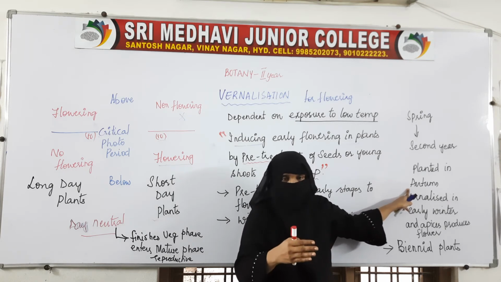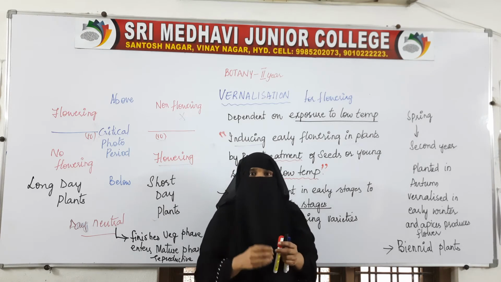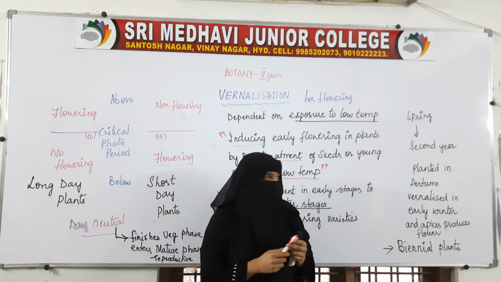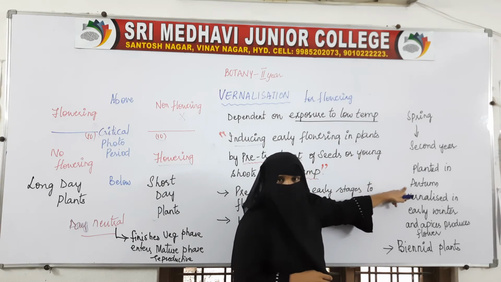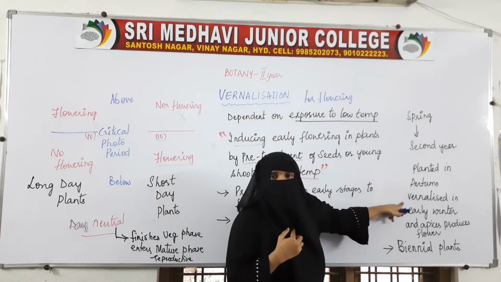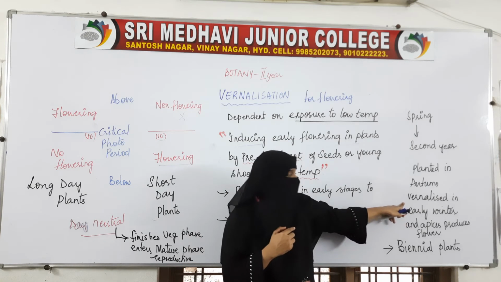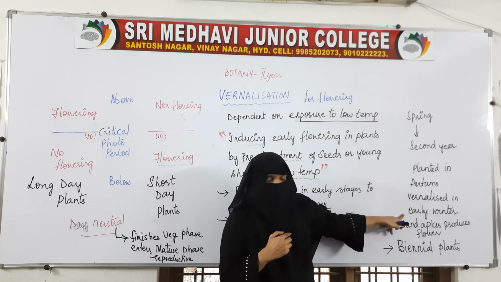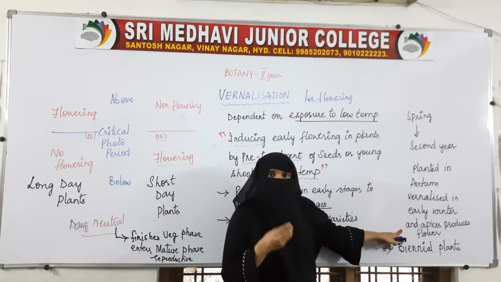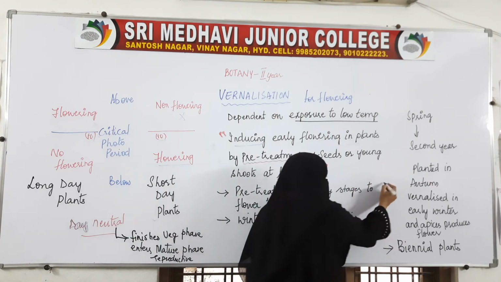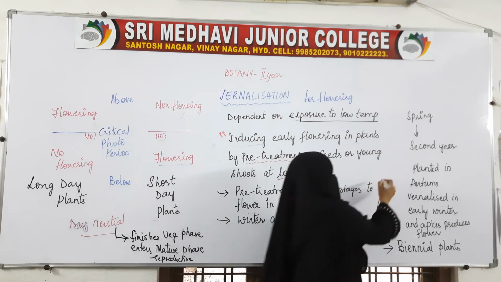When the winter comes, they will be treated with the low temperature and they will show flowering at the end of the winter season. If they plant the seeds in autumn, they will be vernalized in early winter. They will be exposed to low temperature during early winter. Then what happens? Their apices, the tip of the shoots, the modified shoots or the floral shoots, will show flowers.